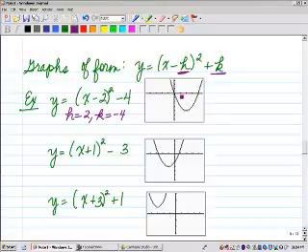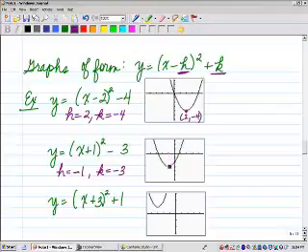Well, look at the graph. The vertex here is over 2, down 1, 2, 3, 4. So my vertex is 2, negative 4. Y is equal to x plus 1 squared minus 3. My value of h in this case is a negative 1. Remember, the inside is the opposite of the sign, but the k is negative 3. Well, what's happening with my vertex? Over 1 in the left direction, down 3 units, negative 1, negative 3.